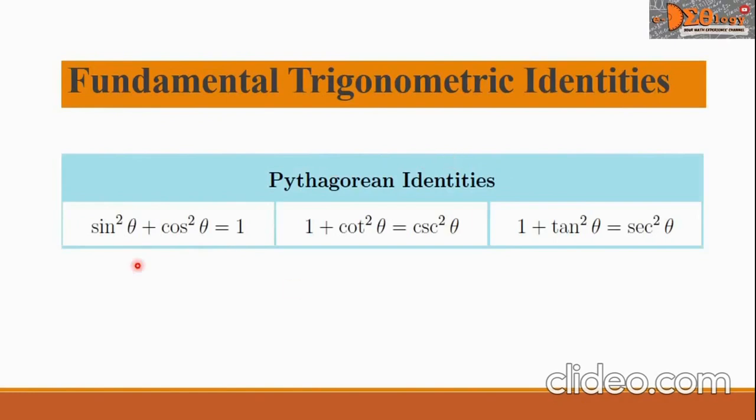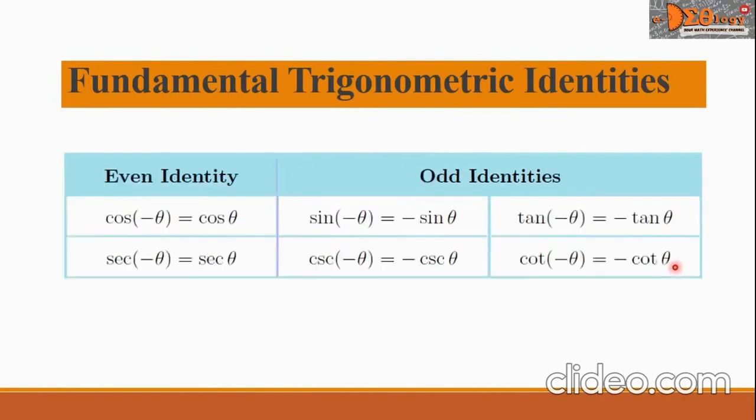The first identity for this group is sine square theta plus cosine square theta equals 1. Second, 1 plus cotangent square theta equals cosecant square theta. Third, 1 plus tangent square theta equals secant square theta.